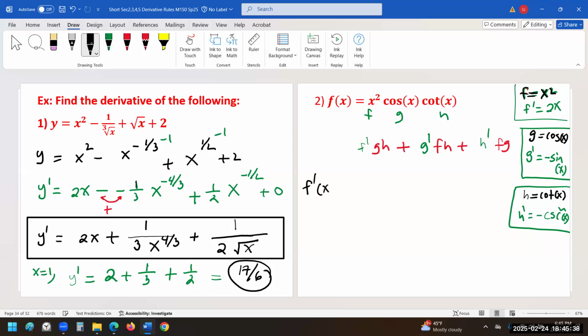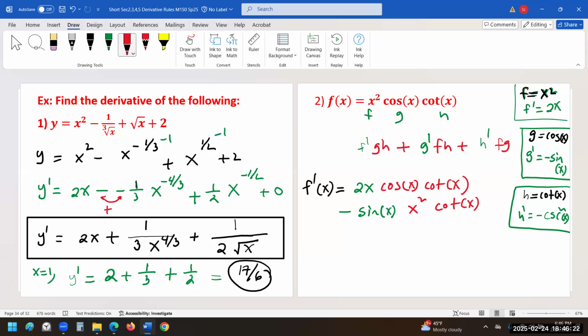So our f prime of x, f prime is 2x. So we write 2x, but we have to leave the g function and h function unchanged. So cosine x, cotangent x. That's the first part. Then we add the second function. So second, we are multiplying by negative sine of x. Because of that, this sign will become negative sine of x, but we're going to keep the x squared and the cotangent. So x squared and cotangent x.